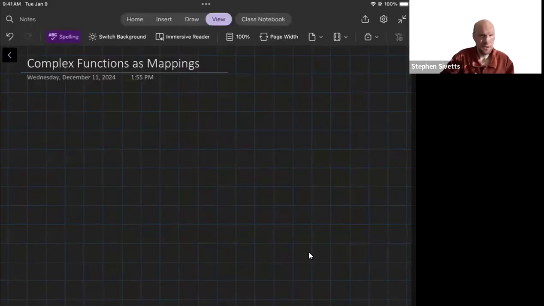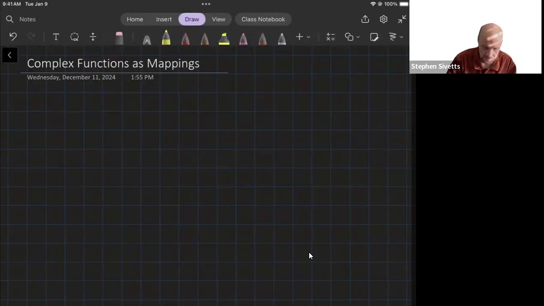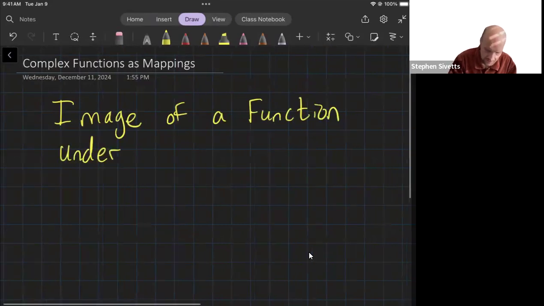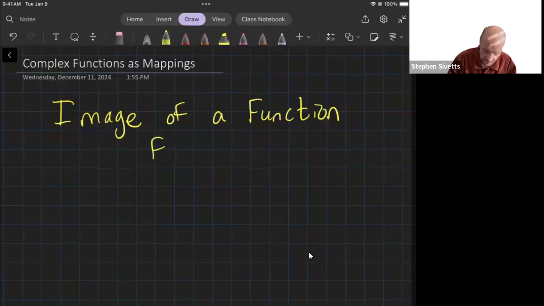All right, folks. In this video, we'll be looking at how complex functions interact as a mapping. In order to get into this concept, we're going to be looking at what is called the image of a function under a function, I'll say f of z, where z is a complex number.